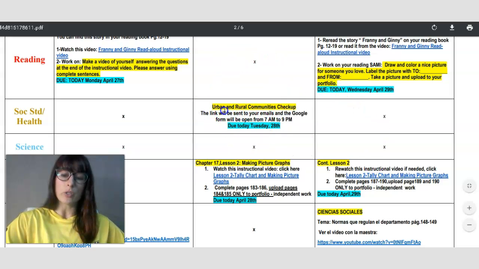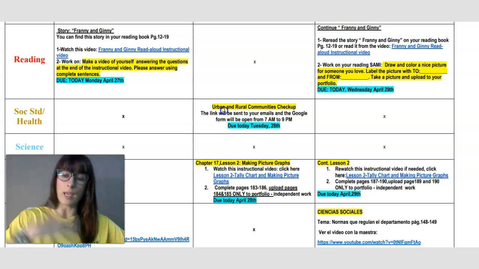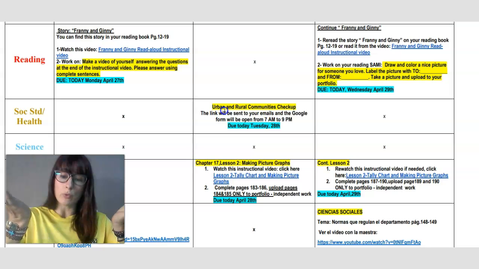Just remember that you need to know the difference between an urban community and a rural community, okay? Those two, you need to be able to compare them, and you need to know also what a community is, okay? That's what you will be evaluated on.